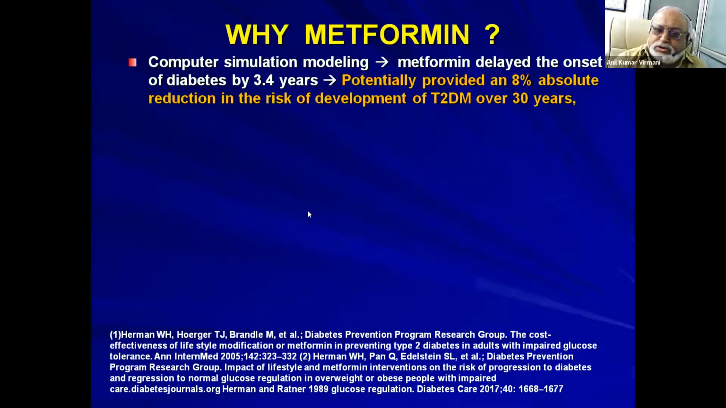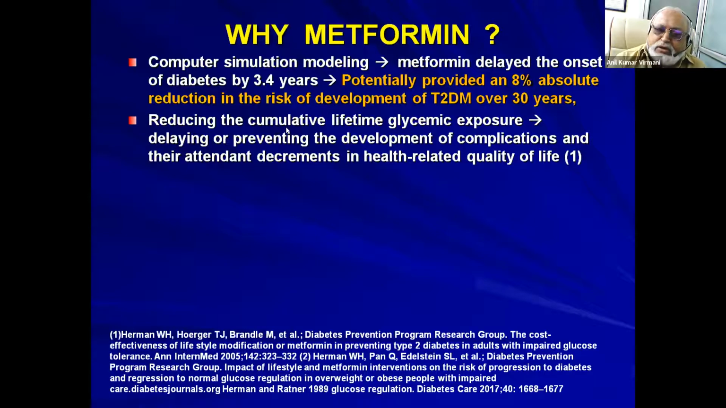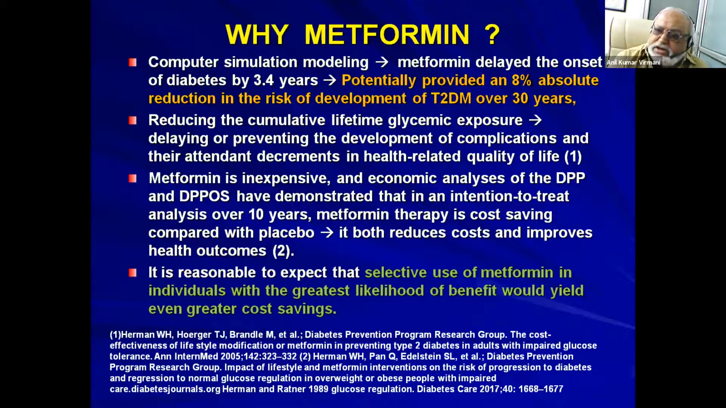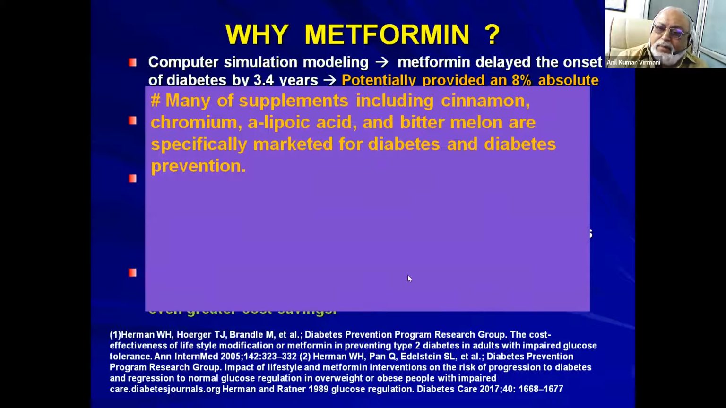So why was metformin chosen? Because it potentially provided an 8% absolute reduction in the risk of development of type 2 diabetes over 30 years. And this reduces the cumulative lifetime glycemic exposure, delaying or preventing the development of complications and their attendant decrements in the health-related quality of life. It is inexpensive, and it both reduces cost and improves health outcomes. So it is reasonable, provided we have selective use of metformin in individuals with the greatest likelihood of benefit. That would even result in greater cost savings. There are many supplements like cinnamon, chromium, alpha lipoic acid, beta melon.